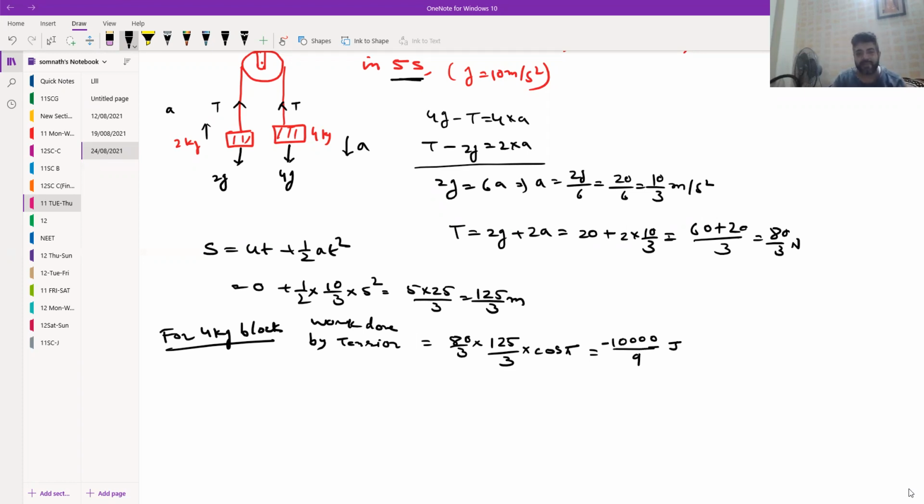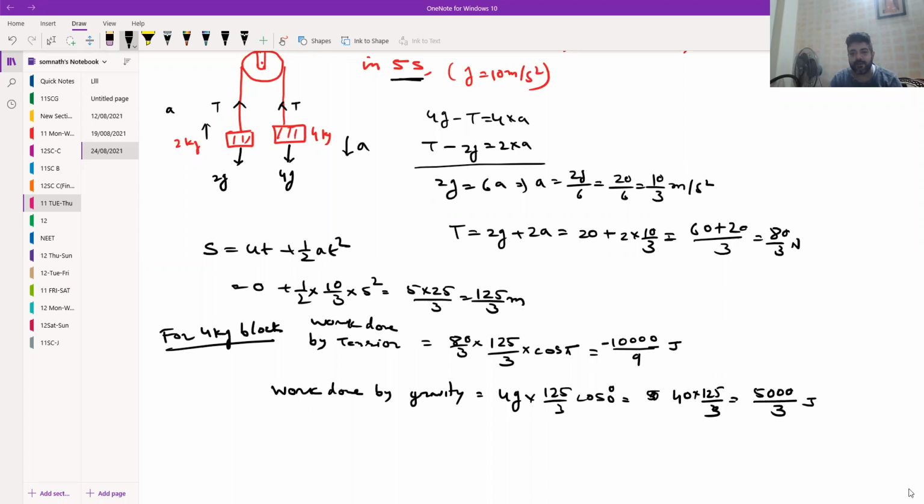Now work done by gravity. Mg, 4g, the distance is 125 by 3 and downward. That means cos 0. So what you have? 5,000, because 4, 40, 125 by 3. That is 5,000 by 3 joule, positive. Yes or no? Everyone satisfied?